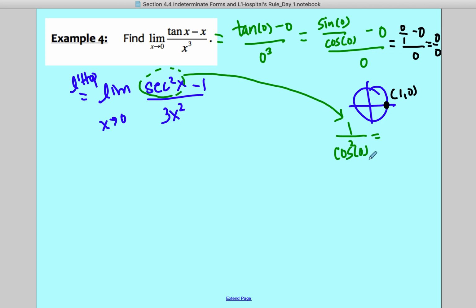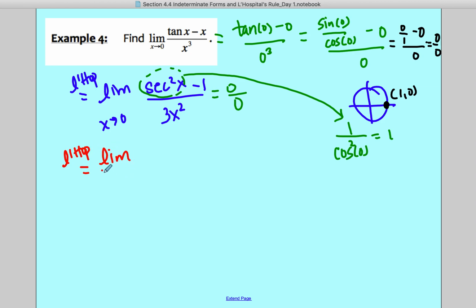So I'd find 1 over cosine. My cosine is 1, so I'd have 1 over 1, and then I'd square it. Okay, so I'd have 1. So this gives me 1 minus 1, which is 0, all over, I plug in 0 here, and I get 0. So I have 0 over 0 again. So I must go ahead. Now that I have 0 over 0, I use LHOP's rule.